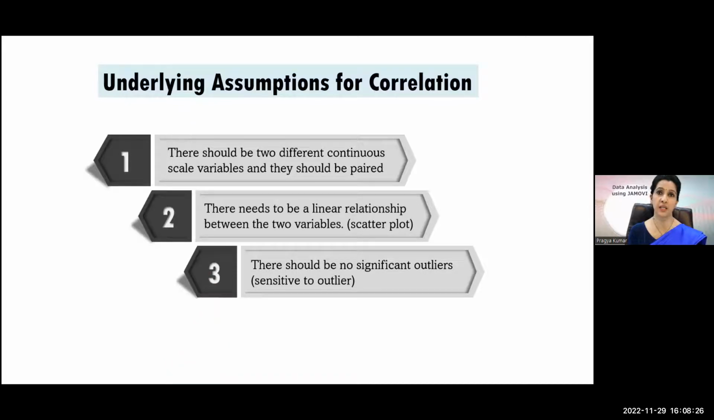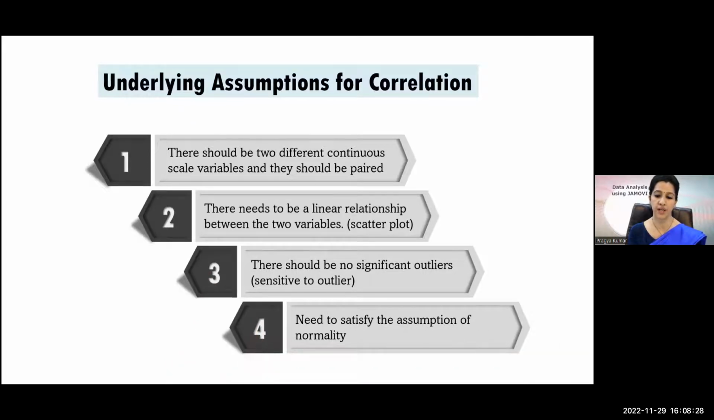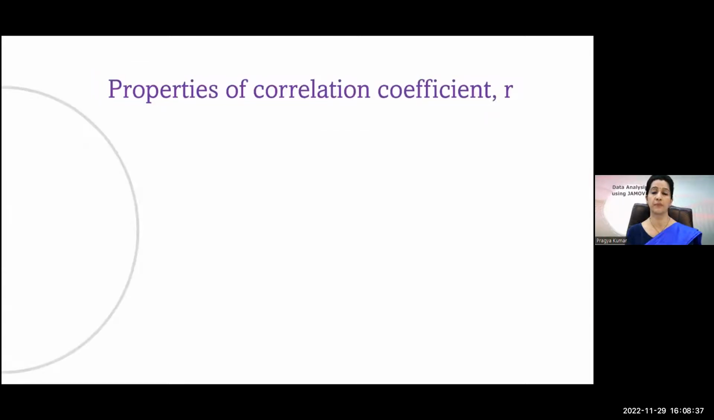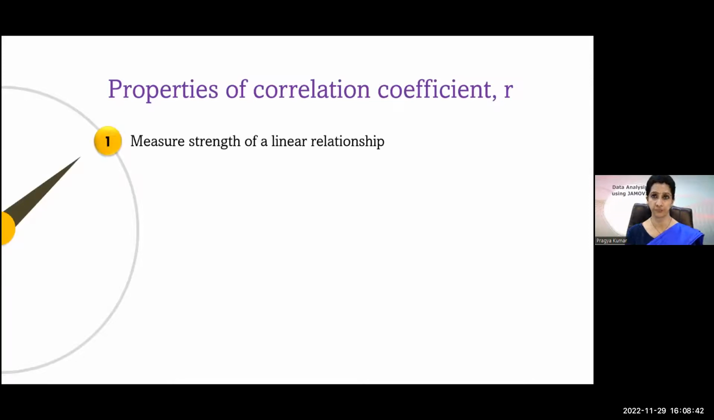There should not be any significant outlier. And we need to satisfy the assumption of normality. And by doing the descriptives, you all have the data for the box plot and the QQ plot of your continuous variable.